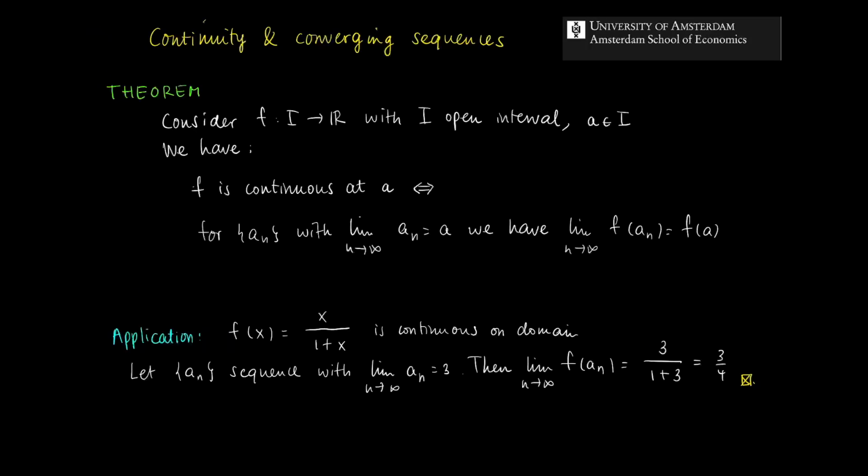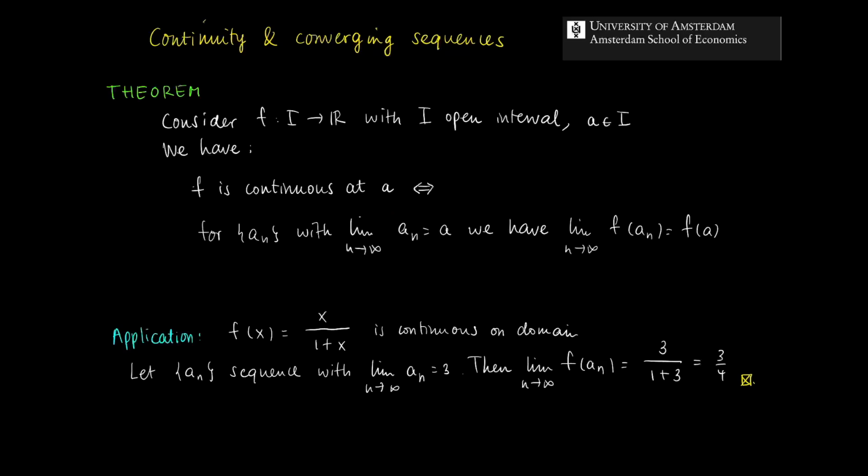The second part of the theorem is the converse. It's a little bit more subtle. We have to show that for any, well, let's go back two slides. What we need to show is that for any sequence with the limit of a_n equal to a, we have as a limit f(a) of the images, right? And from this, we can conclude that f is continuous at a.